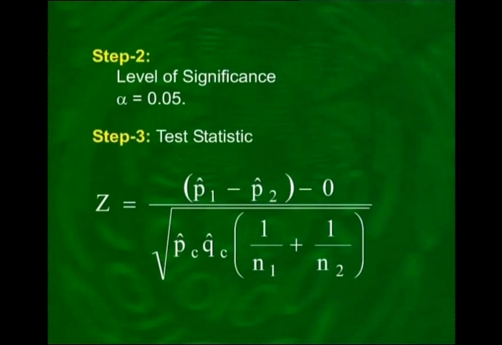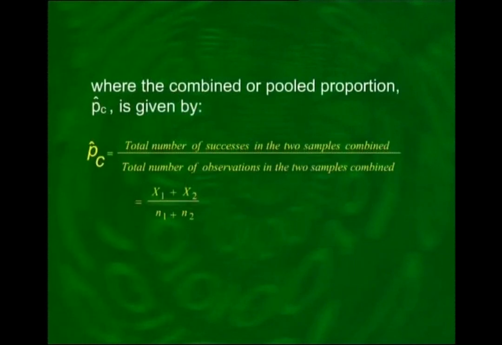Students, what is the test statistic in this particular problem? As you now see on the slide, z is equal to p1 hat minus p2 hat minus 0 divided by the square root of pc hat qc hat multiplied by 1 over n1 plus 1 over n2. In this formula, pc hat is equal to total number of successes in the two samples combined divided by the total number of observations in the two samples combined. In other words, pc hat denotes the pooled proportion of successes in the two samples.